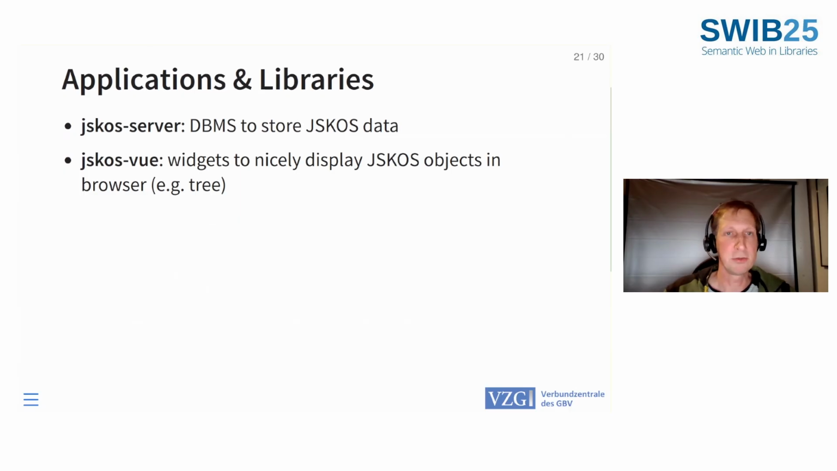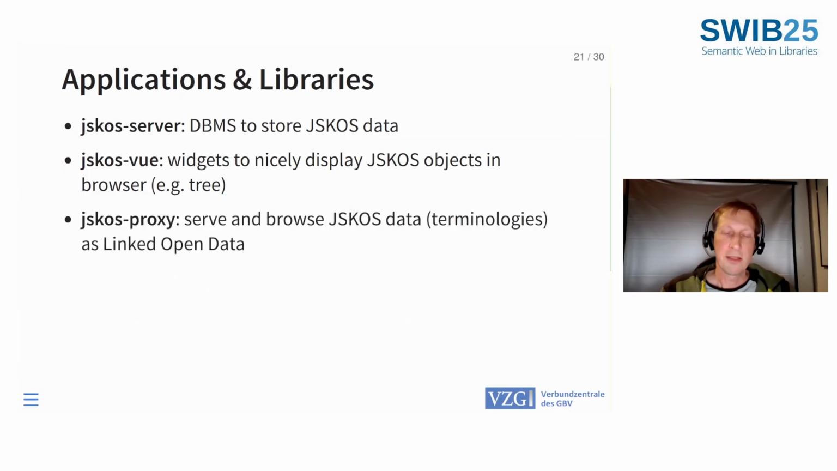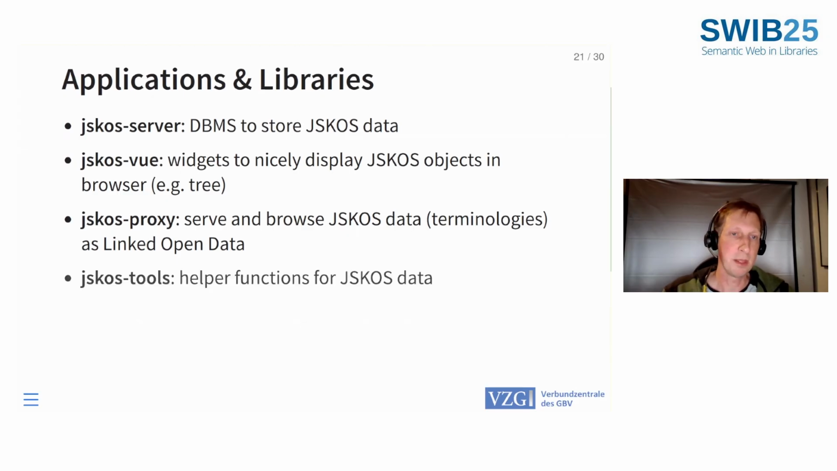It's written in Vue.js. Then we have a web application also to browse around in data. This is JSKOS proxies, a bit similar like SKOS, not that, but with less features. And the backend is not a triple store, but the backend is a JSKOS API. This is also used in production for terminologies we host. For people can look up the URIs and get a nice HTML view.